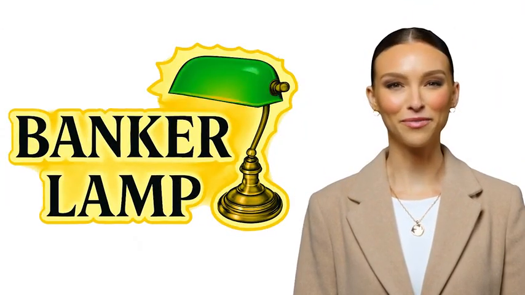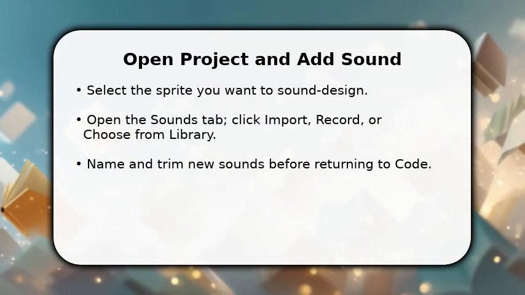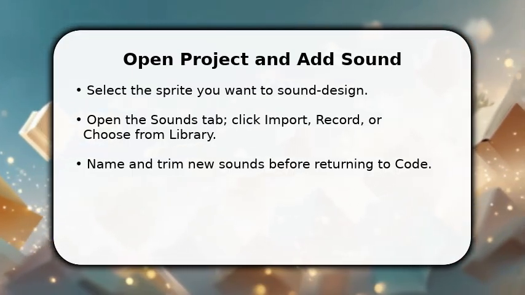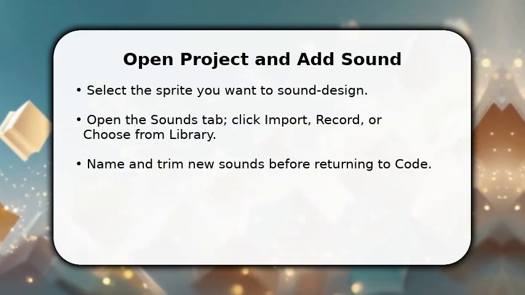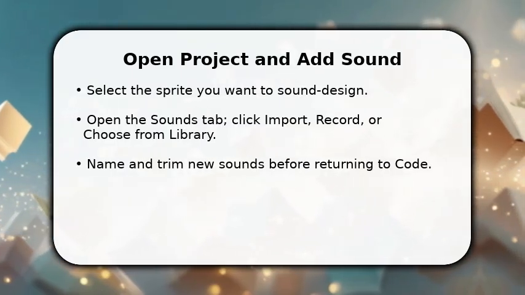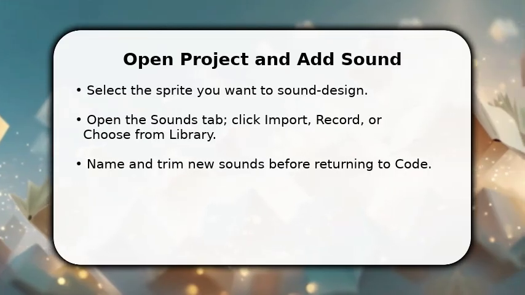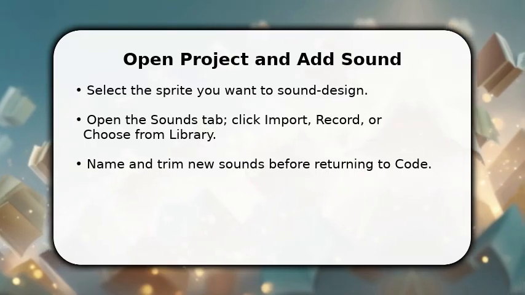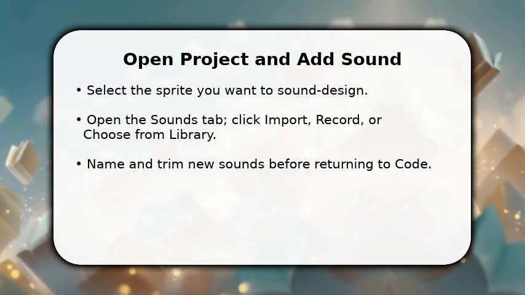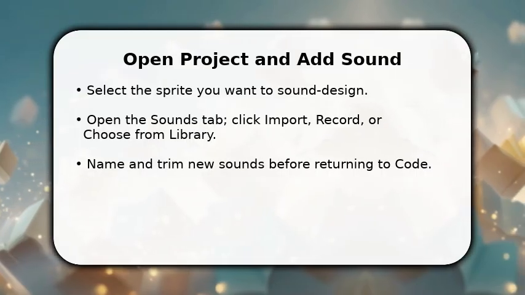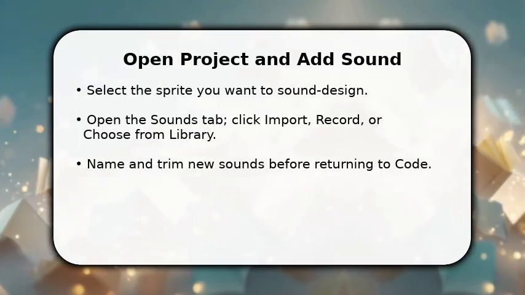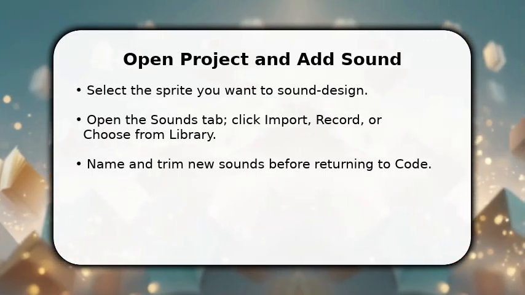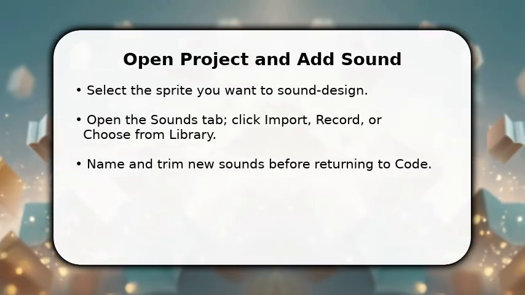Please enjoy the video. You start in your Scratch project by selecting the sprite that needs sound. This keeps audio linked to the right actor. Once selected, switch to the Sounds tab and add a sound from the library, upload an MP3/WAV or record directly, choose the method that preserves quality. Make sure to name the clip clearly and trim silence so playback is clean. This prevents timing drift when you later sync animation to sound and saves file size for online projects.